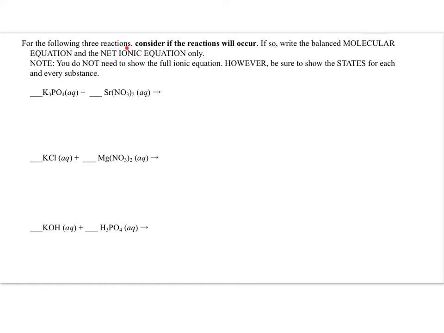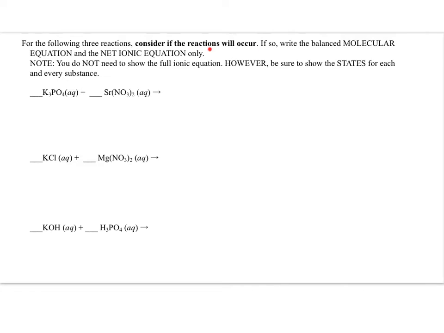For the following three reactions, consider whether the reactions will occur. If so, write the balanced molecular equation and the net ionic equation only. We do not need to show the full ionic equation, but we need to show the state for each and every substance. So the key thing is we need to determine whether the reaction will occur or not.